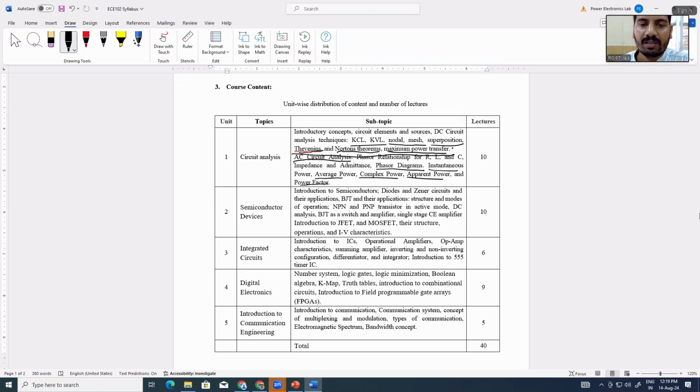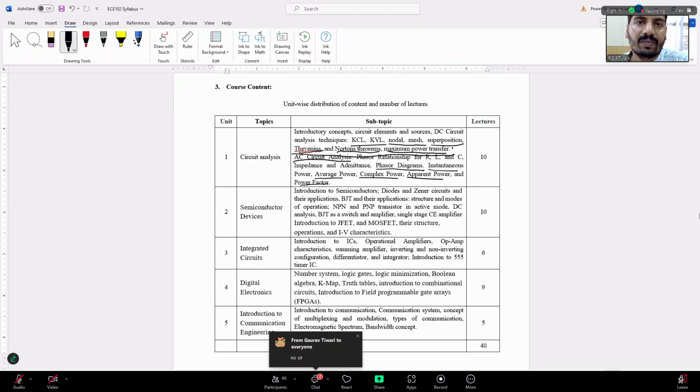So instantaneous power, average power, there are three types of power, that basic powers, that is active power, reactive power, and apparent power. Have you studied in your 11-12? Do you have any idea about this power analysis?